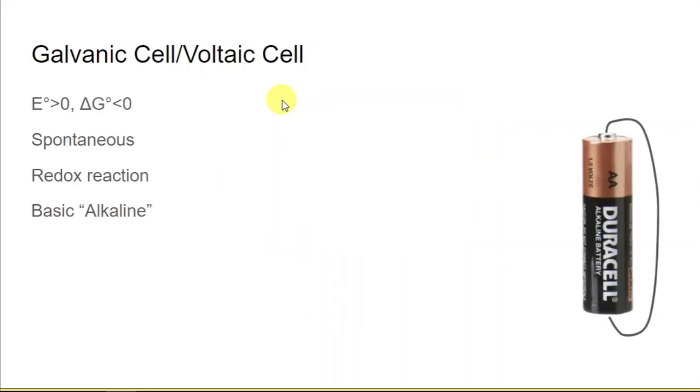An alkaline battery is a type of galvanic cell or voltaic cell because it uses a spontaneous or thermodynamically favorable reaction to produce energy. This means that the Gibbs free energy value is less than zero, and the electrochemical cell potential is greater than zero. This uses a redox reaction, which allows the transfer of electrons to produce electricity. And the reason why it's called an alkaline battery is because there's a basic electrolyte that makes the pH greater than 7.